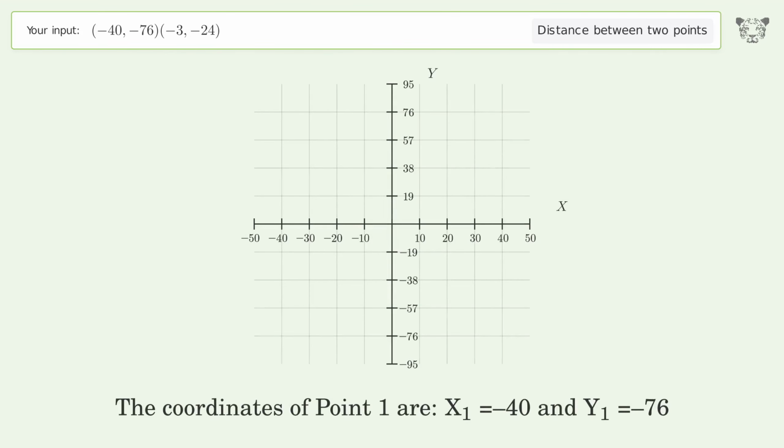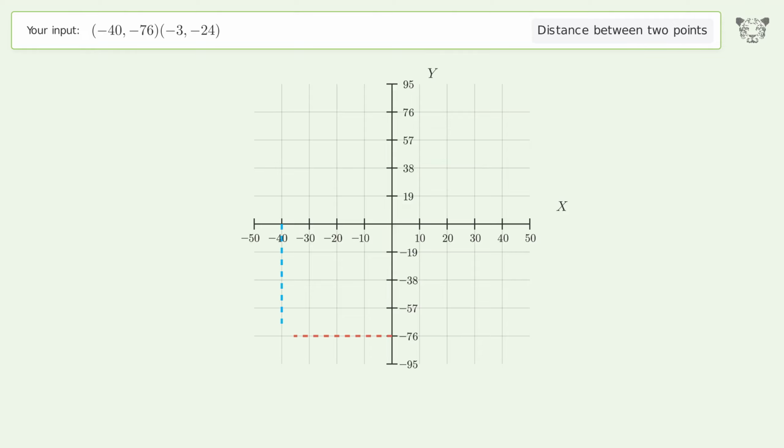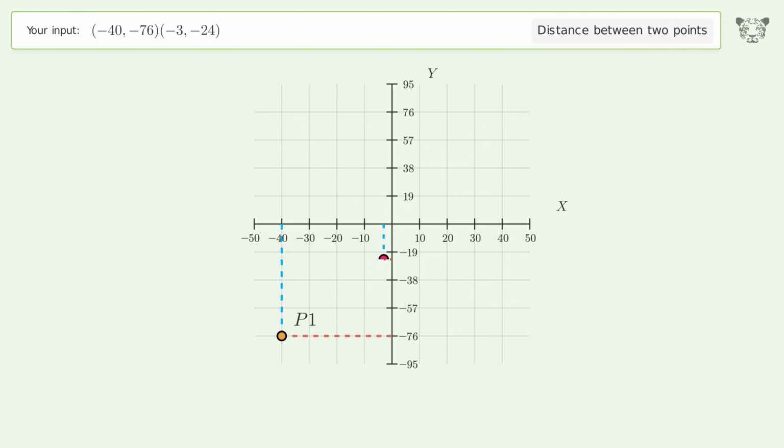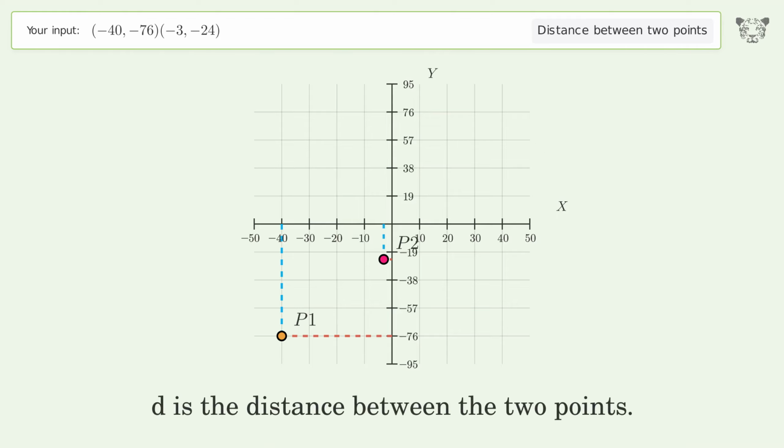The coordinates of point 1 are, x1 equals -40 and y1 equals -76. The coordinates of point 2 are, x2 equals -3 and y2 equals -24. D is the distance between the 2 points.